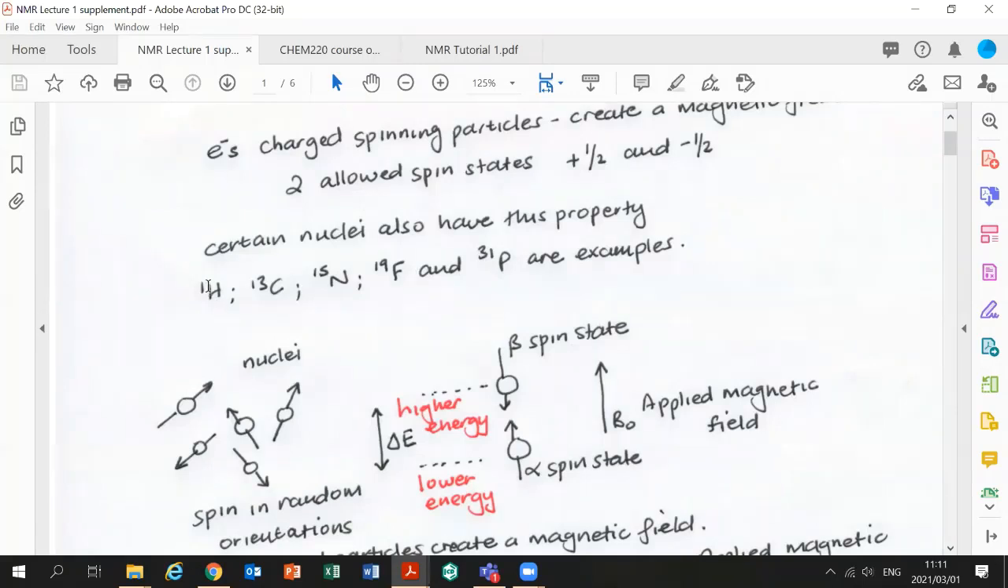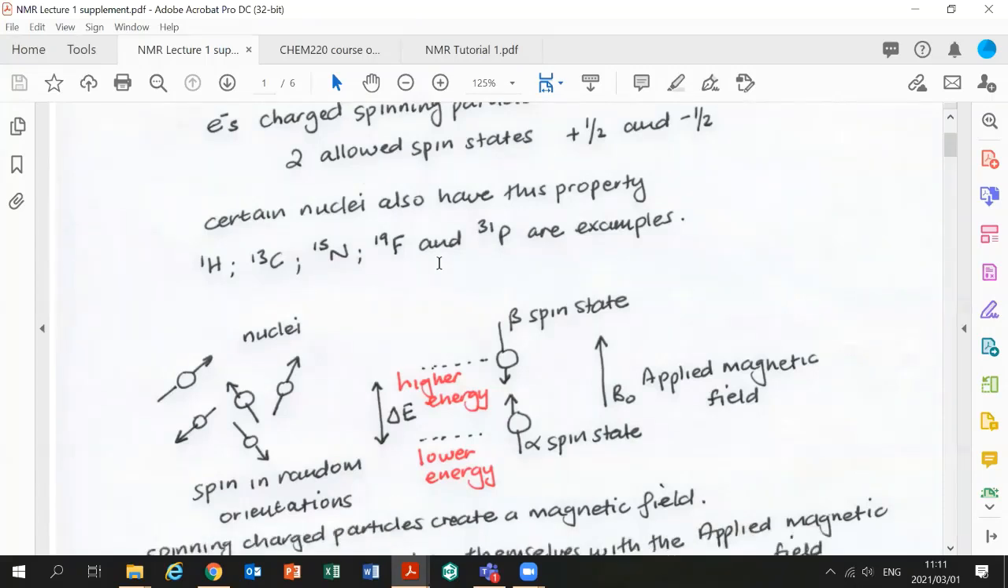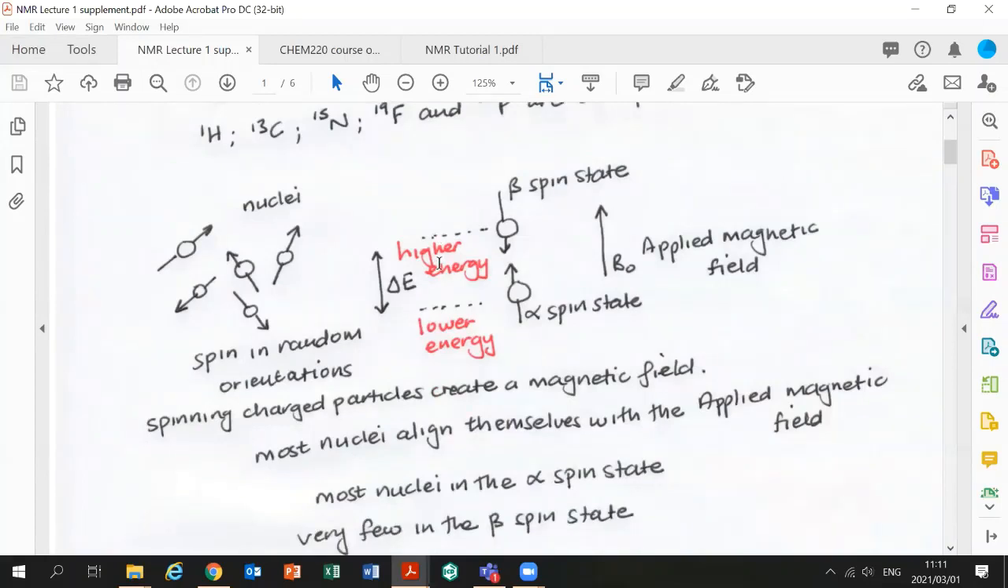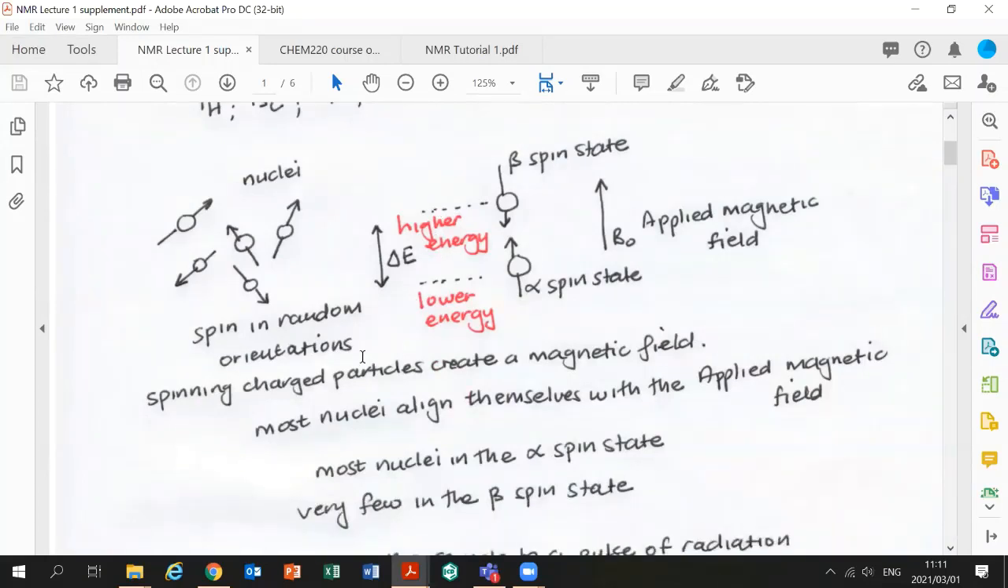And you notice that there's one thing in common with all these nuclei that are NMR active. They all have odd mass numbers, which means they either have an odd number of protons or an odd number of neutrons. And these are NMR active nuclei, which means that they spin in one direction and they can spin in the other direction, right? So they can spin in 2 directions, and that's what gives them the properties to be used in NMR spectroscopy.